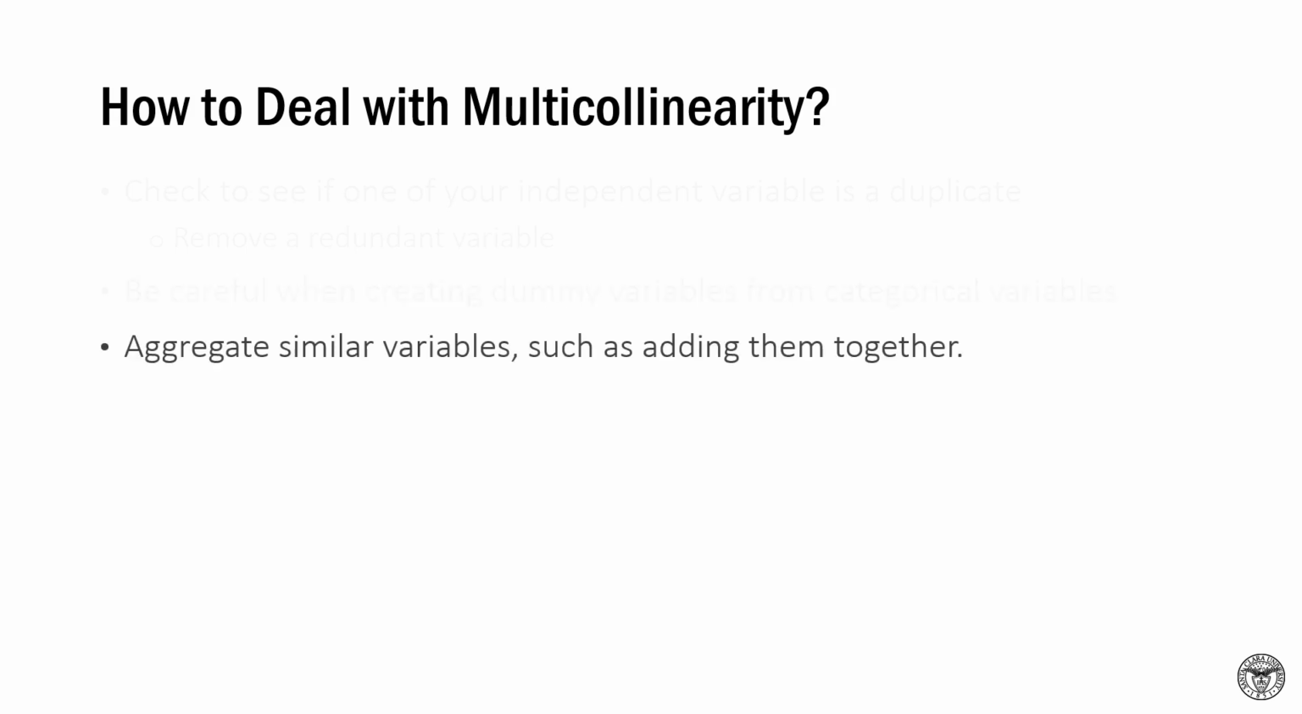Third, aggregate similar variables, such as adding them together. If multiple independent variables are measuring the same underlying construct, it may be appropriate to aggregate them into a single variable to reduce the number of variables in the model and improve the interpretability of the result.